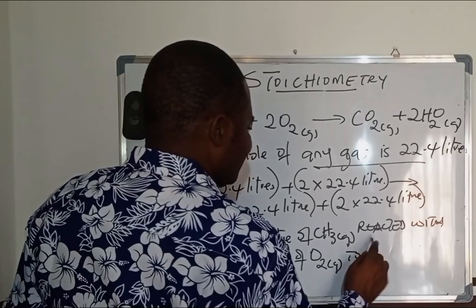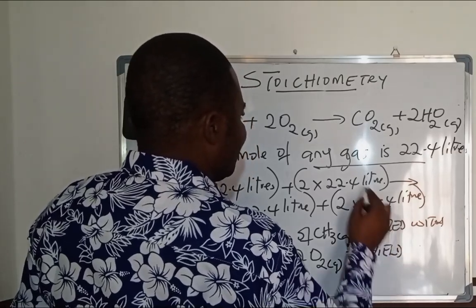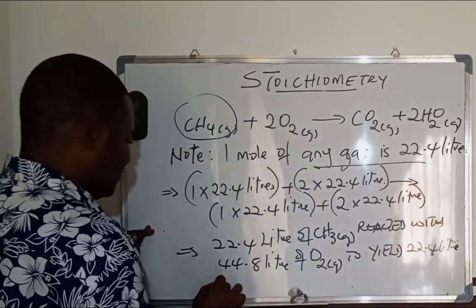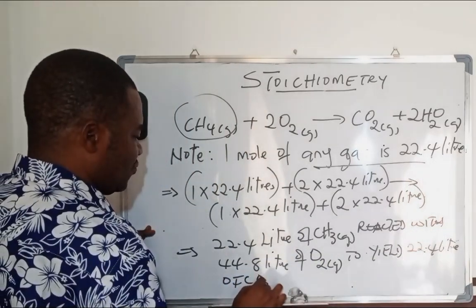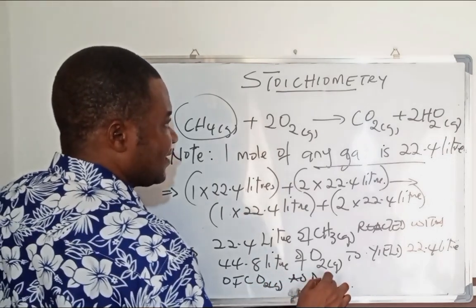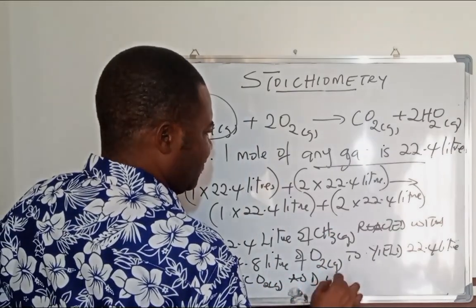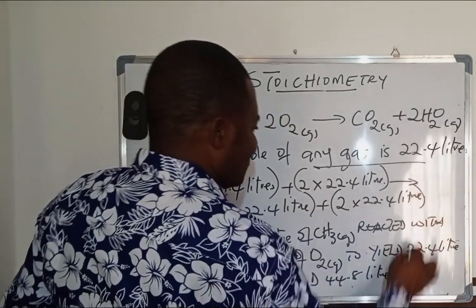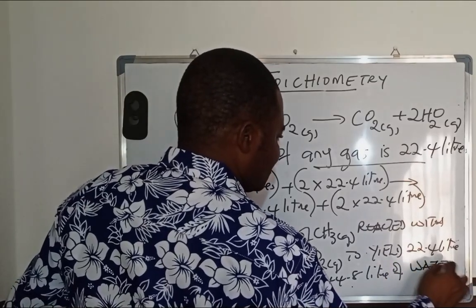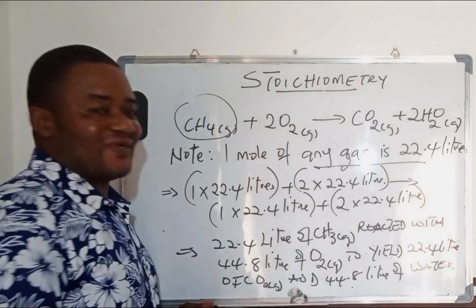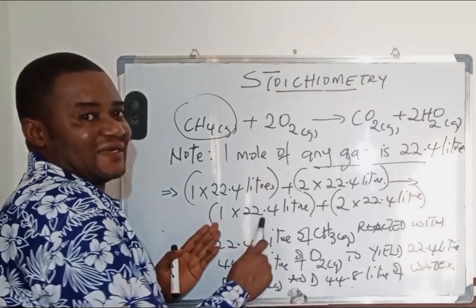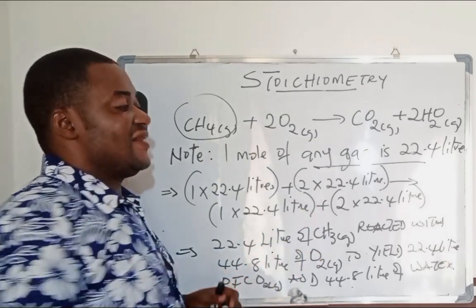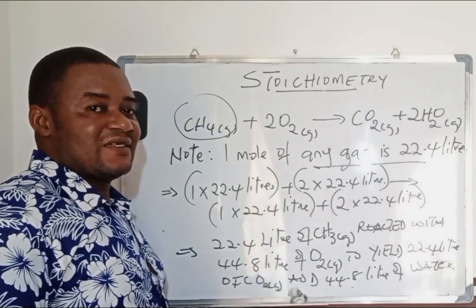to yield what? To yield another 22.4 liters of what? Of CO2 gas, and 44.8 liters of what? Of water. So in the stoichiometry of gases, this is how it's going to look. You are equating 1 mole of each of the gases to 22.4 liters and using that to determine the stoichiometry.